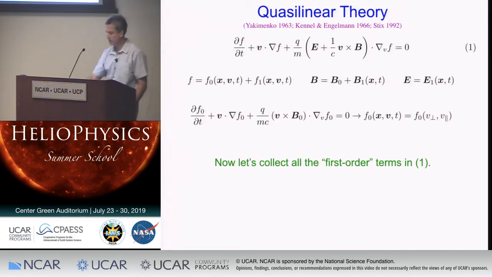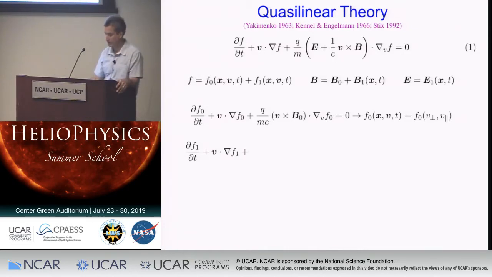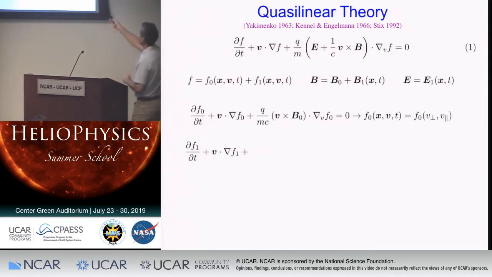All right, so what do we get from the first term, partial f partial t? What's the first order piece of that? Anyone? Partial f1 partial t. For the second term, it's v dot grad f1. And then for the third term, what do we get for the first order piece? Any part of it? Yes, you put an E1 here and an F0 here.